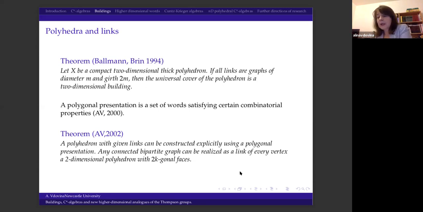finite subcomplexes of a building, such that each such complex defines a partition of the boundary of the building into disjoint subsets. I will talk about it more later.